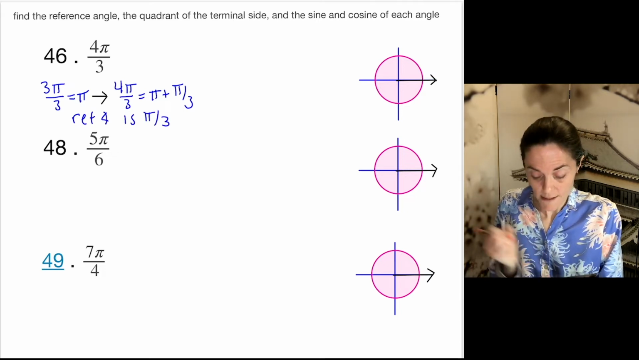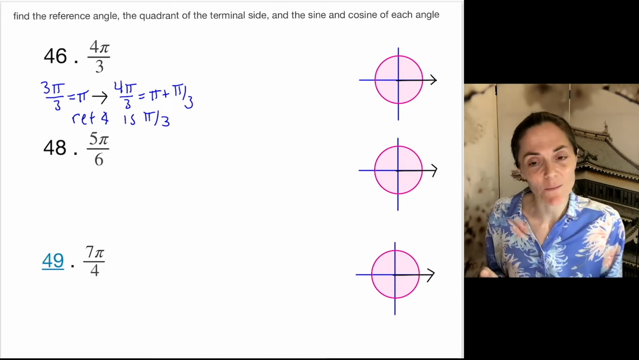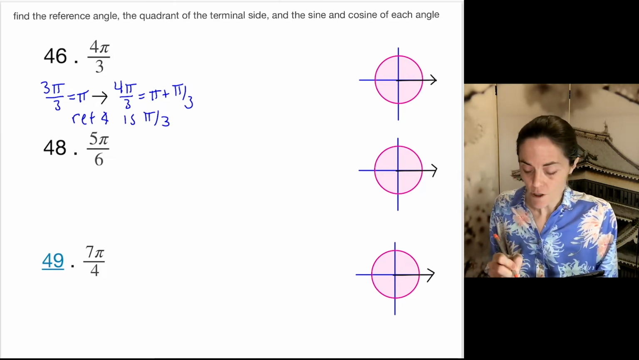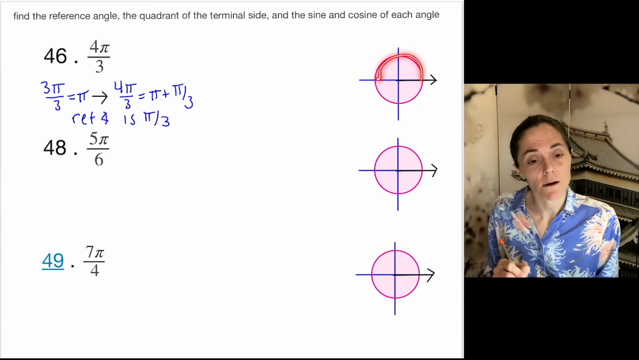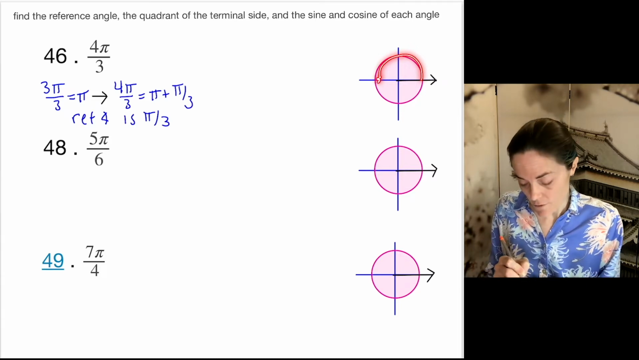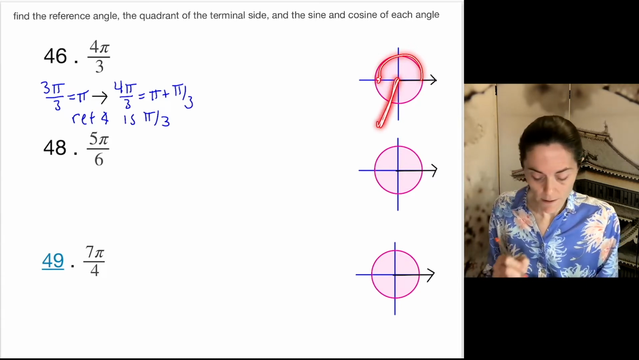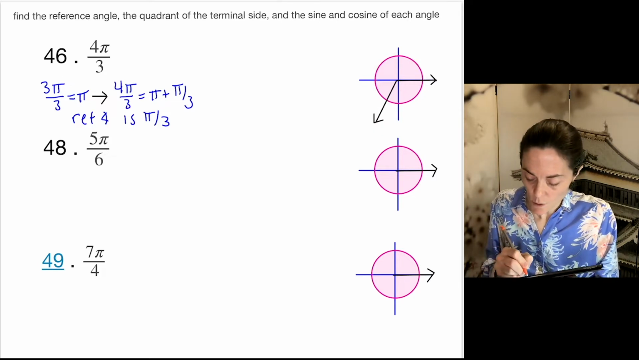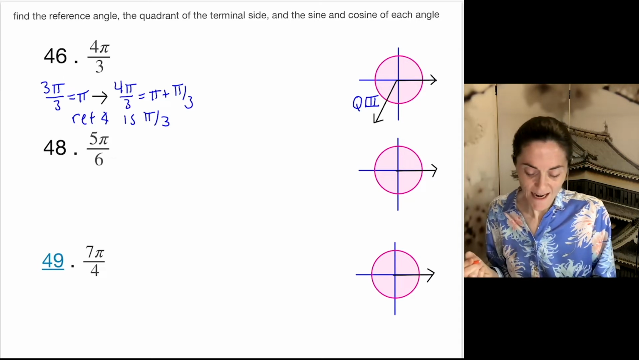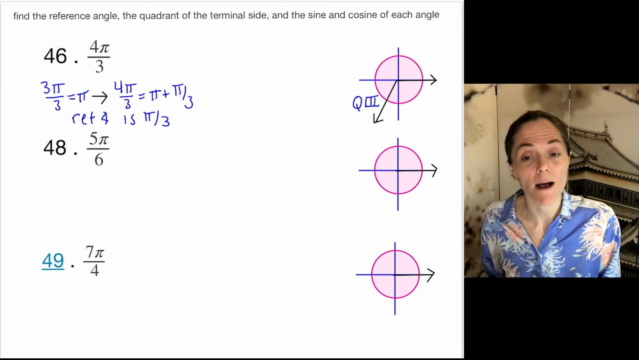But let's draw it because it looks a little bit different than the ones on the last page. First you go pi, this is here, and then we add one more pi over 3. This is going to be here. Terminal side, this is in quadrant 3. That was part of the question asked. And reference angle pi over 3.